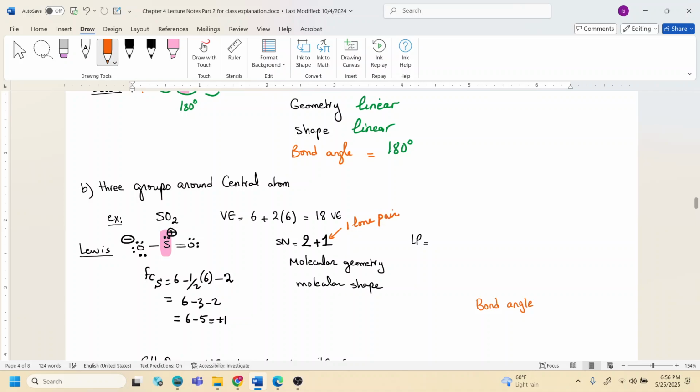The moment you have a lone pair on the central atom, your geometry is going to be different than the shape. And you're going to read it from the VSEPR table. So the lone pair is going to be 1. So what you're looking for is a steric number of 3 and the lone pair of 1. So we're going to go to the table.